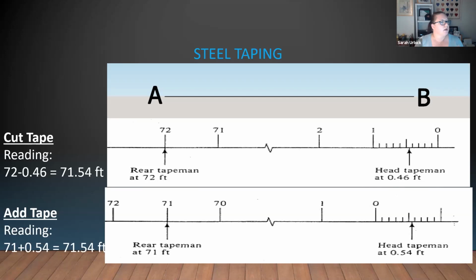An add tape, just the way it sounds, as opposed to a cut tape, we're going to add. That's why the tick marks are to the right of the 0 instead of to the left. So you always go to the nearest whole foot and then use your add or your cut tape. Your tail person, your rear tape man, is always holding it on the nearest whole foot. The lead tape man, the head tape man, is the one doing the math. That's who has to read the finer scales.